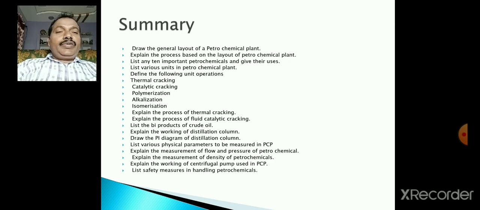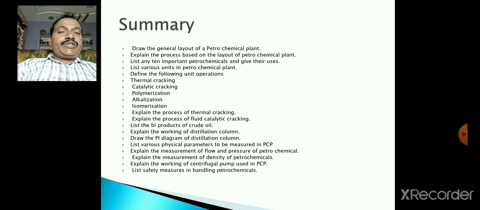So by this we can find the volumetric flow rate. If you consider the area of cross section of the pipe, you can get the volumetric flow rate of the fluid. And in pressure measurement, we have taken the differential pressure calculation in the fluid. And measurement of density of the petrochemicals we have also considered. With the help of differential pressure, how the density can be calculated, that we have seen.